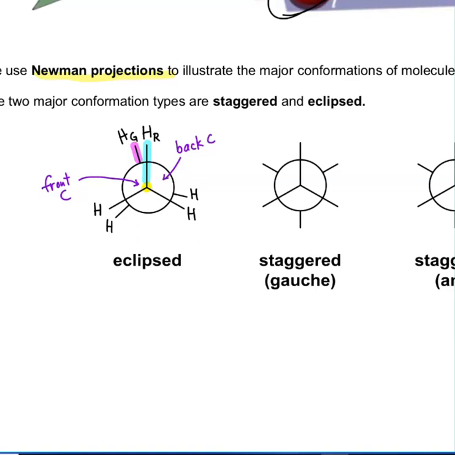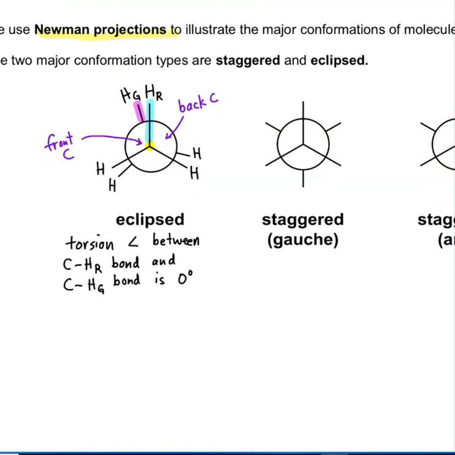So when we think about the torsion angle between the bond to HR and the bond to HG, we recognize that it's 0. So the torsion angle between the C-HR bond, front carbon, red hydrogen, and the C-HG bond, back carbon, green hydrogen, is 0 degrees. And so what we would say about that is that the red hydrogen and the green hydrogen are eclipsed.